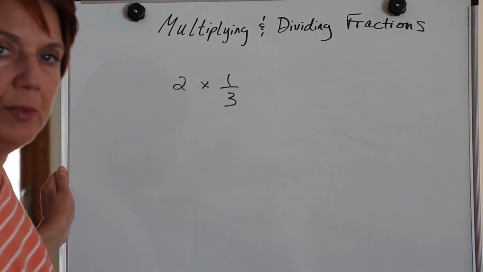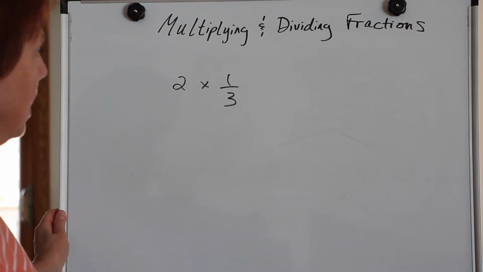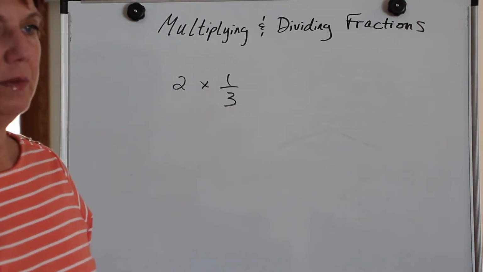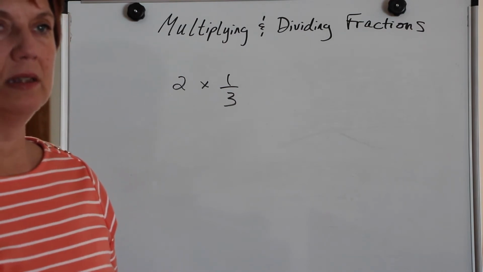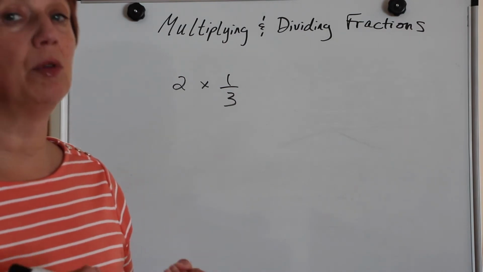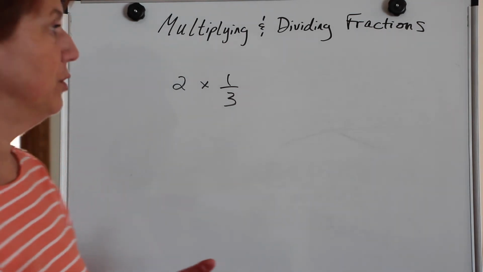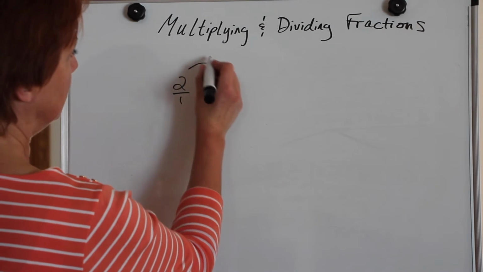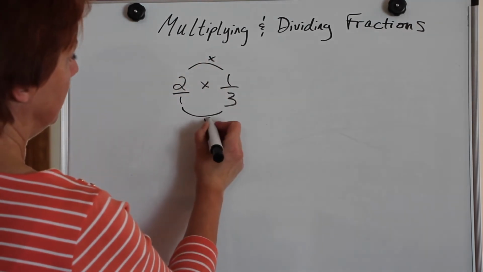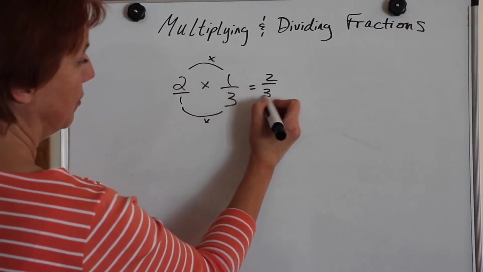Okay, this one's nice and simple. 2 times a third. If you have a third of a pie and somebody gives you another third, you've just doubled how much pie you have, don't you? Don't you have 2/3 now? It's really that easy, okay? 2 times 1, 1 times 3, and we end up with 2/3.